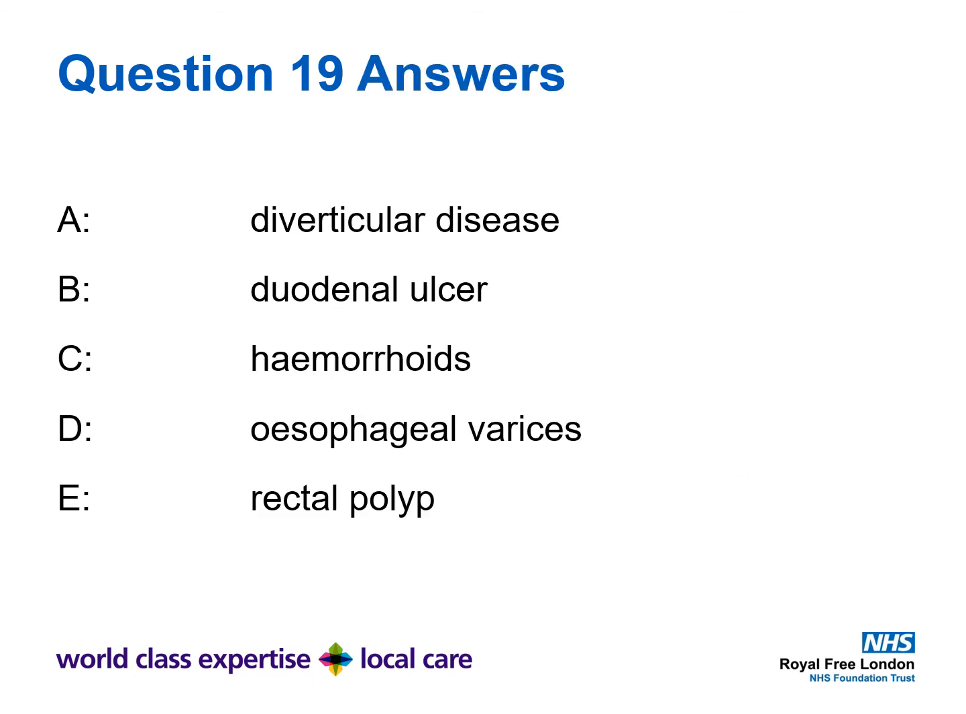Is it A, diverticular disease, B, duodenal ulcer, C, hemorrhoids, D, esophageal varices, or E, rectal polyp?